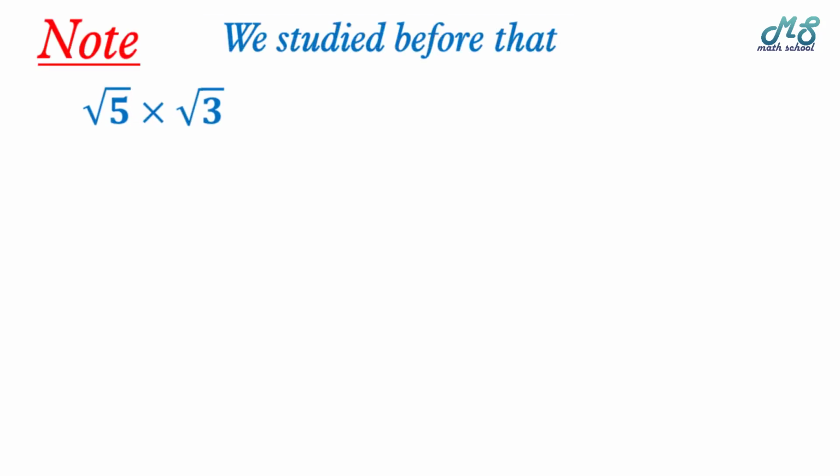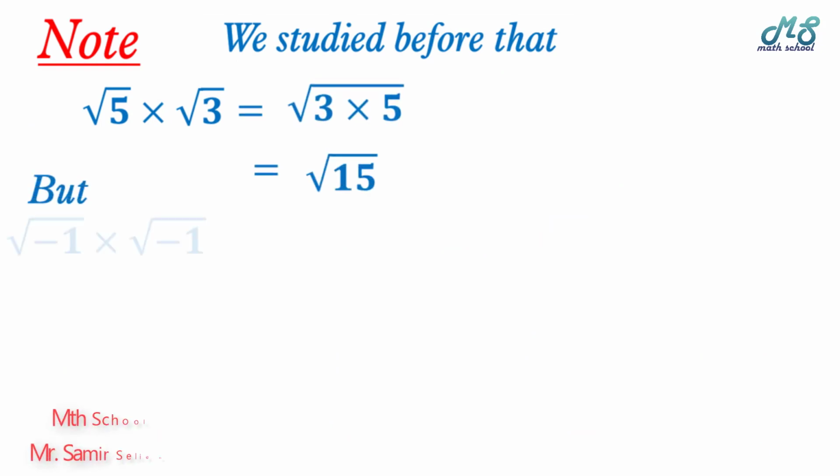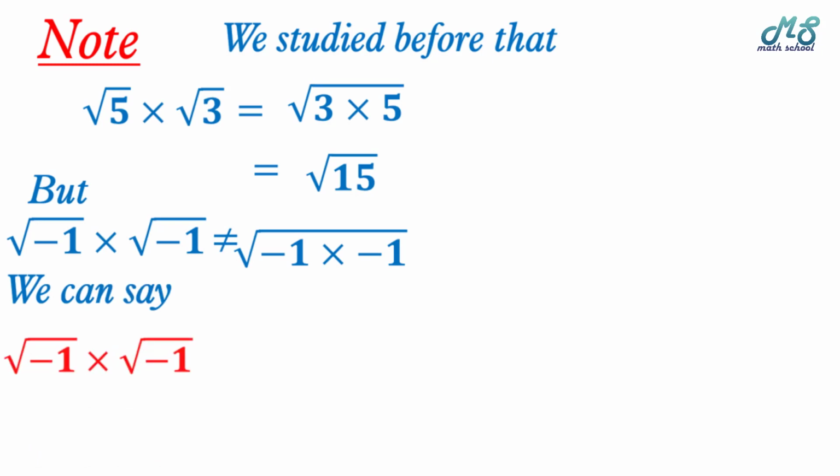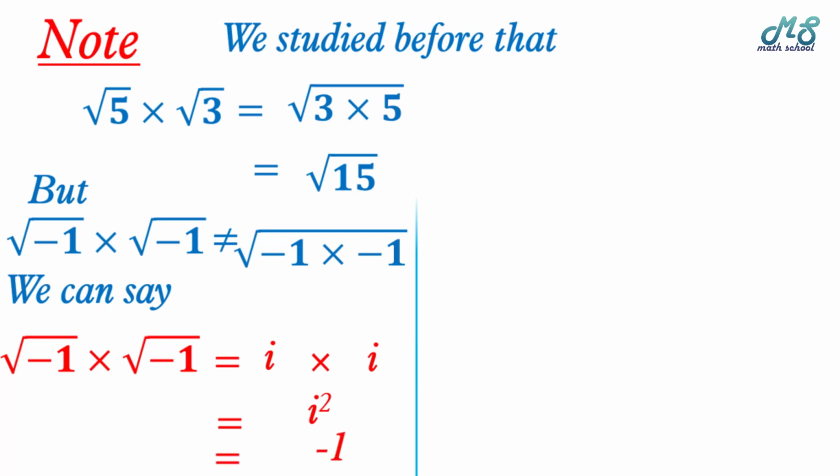Note, guys, we studied before that root 5 times root 3 equals root of 3 times 5, equals root 15. But root -1 times root -1 is not equal to root of -1 times -1. We can write it as root -1 times root -1. It will be i times i. Just add the two powers. It will be i squared. I squared equals what? I told you before, equals -1.